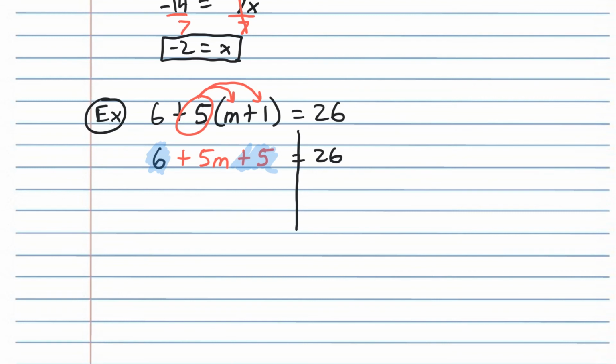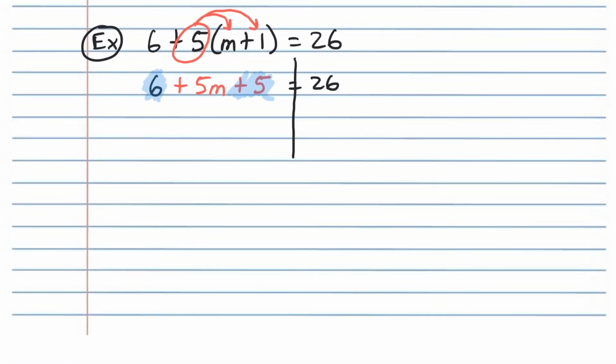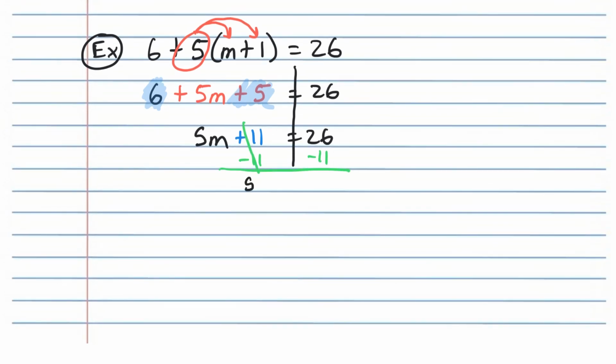Okay, so 6 plus 5, we can add those together to make 11. So we didn't do anything with the 5 yet, so the 5m, so bring that down. But those two we combined to make 11. Bring down the 26. Now we're back to our usual, right? So to get rid of that 11, you can subtract. Leftovers, you get 5m is equal to 15. And last but not least, you can get rid of that 5 by dividing.